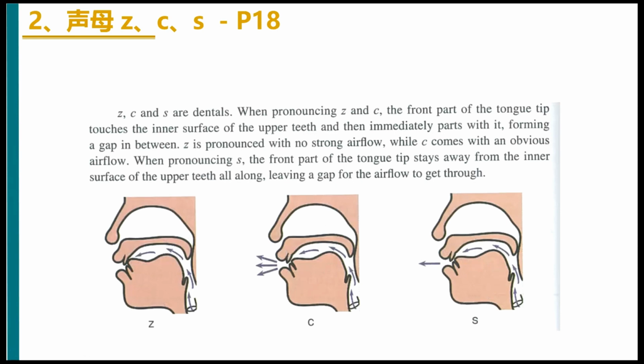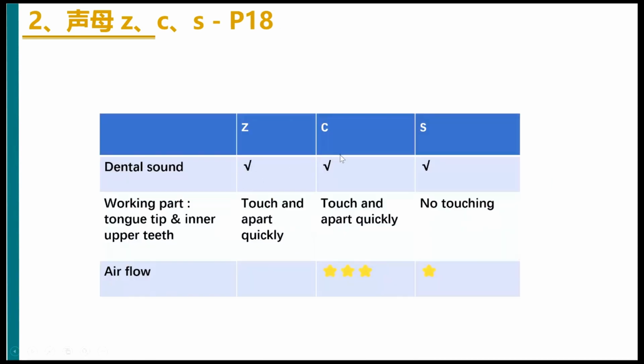leaving a gap for the airflow to get through. Zi, ci, si are dental sounds. The working parts are the tongue tip and the inner upper teeth. For both zi and ci, these two parts touch and part quickly, while for si, these two parts don't touch each other. Ci has strong airflow, and then zi almost has no airflow.